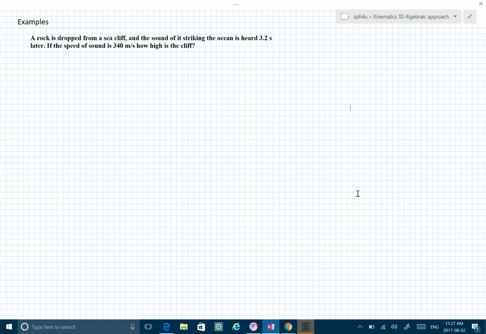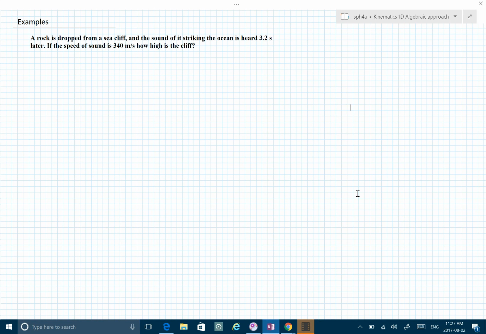Here is a problem to be solved that involves free falling motion and uniform motion. It's a typical free falling motion question, and we'll read it together. A rock is dropped from a sea cliff, and the sound of it striking the ocean is heard 3.2 seconds later. If the speed of sound is 340 meters per second, how high is the cliff?